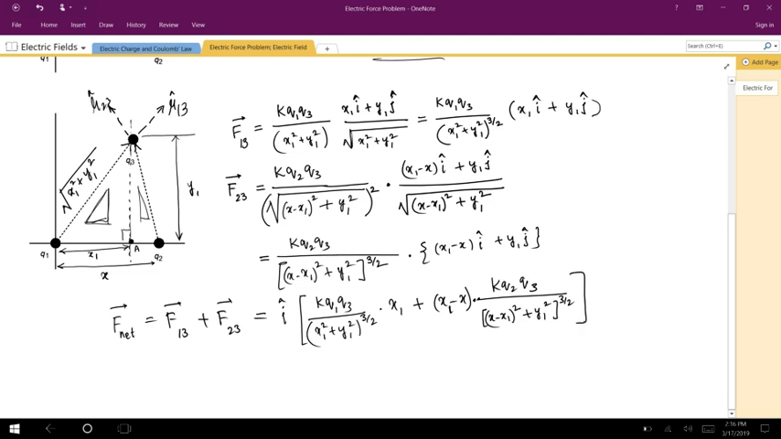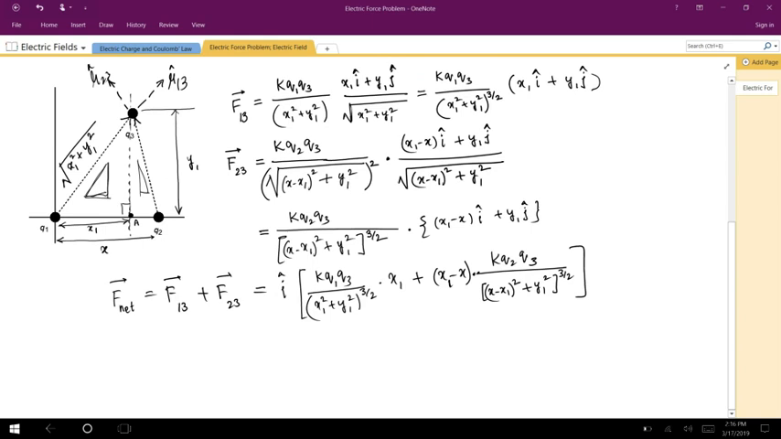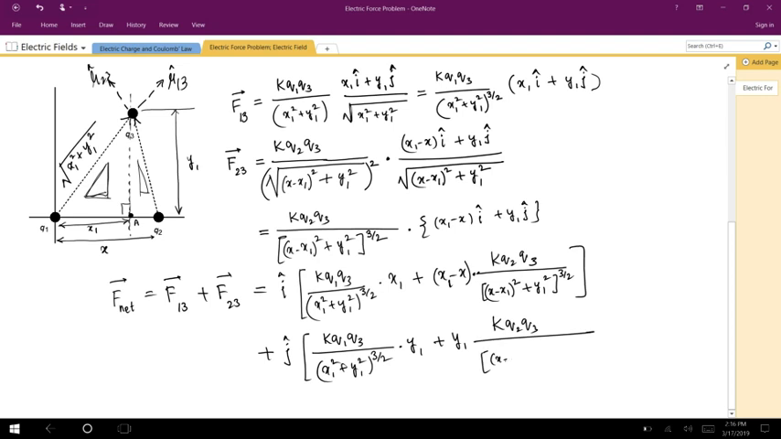So this is our x component of F13 plus F23, and the y component, or the j part of it, will look like the same quantity, k q1 q3 over (x1 squared plus y1 squared) raised to the 3 halves, but instead of x1 over here, we will have y1. And you see that the y1 part is the same for both, so the other side will also be y1 times k q2 q3 over ((x minus x1) squared plus y1 squared), whole thing raised to the power 3 halves. Okay, so this is our algebraic answer.